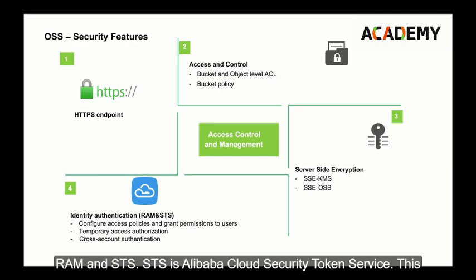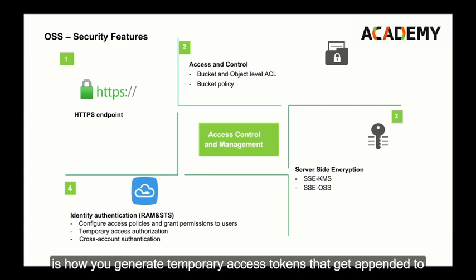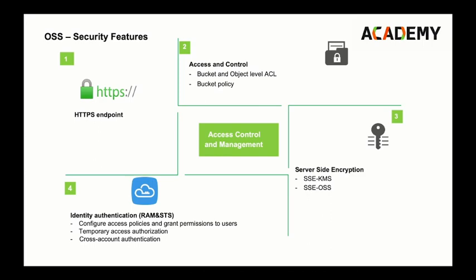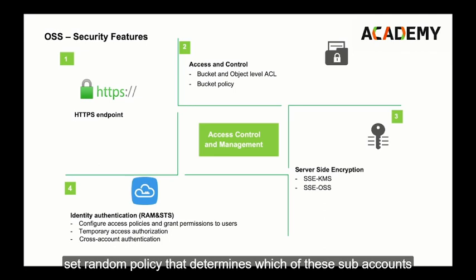Finally, there's identity and authentication. This is done via RAM and STS. STS is Alibaba Cloud's security token service. This is how you generate temporary access tokens that get appended to the URLs of objects in your bucket, which allow you to access those objects, say, from a web browser. And RAM is what you use to create sub-accounts under your Alibaba Cloud account. You can set RAM policy that determines which of these sub-accounts can access which buckets and which objects within each bucket. So you have fine-grained control over access to objects and buckets via RAM and the STS token service.